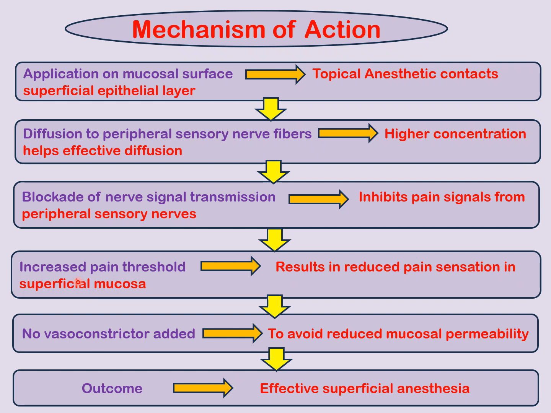So with nerve transmission blocked, the pain threshold of the superficial mucosa increases, resulting in reduced pain sensation in superficial mucosa. There is no vasoconstrictor added, which avoids reduced mucosal permeability and enhances the diffusion of the topical anesthetic properly. So overall outcome is effective superficial anesthesia, which allows procedures to be performed with minimal discomfort.